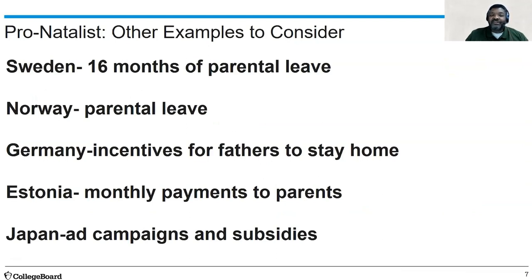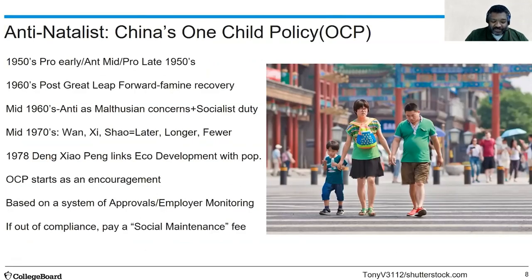Sweden offers 16 months of parental leave. Norway also offers some of the most robust parental leave on the planet. Germany offers incentives for fathers to stay home. Estonia offers monthly payments of about 300 euros per family. Japan, which has a declining and aging population, has instituted ad campaigns and offered subsidies to Japanese citizens to improve their birth rates. Now to antinatalist policies.